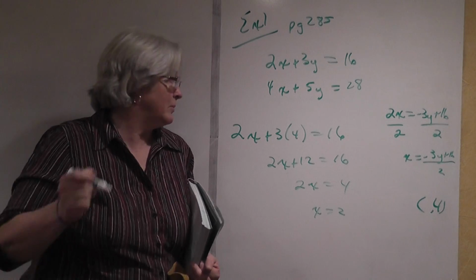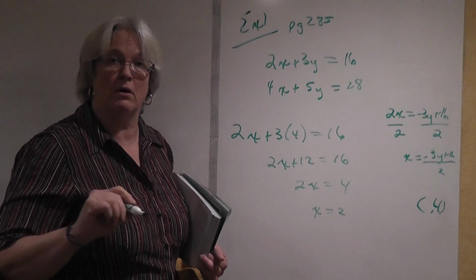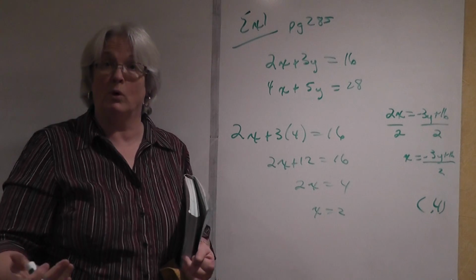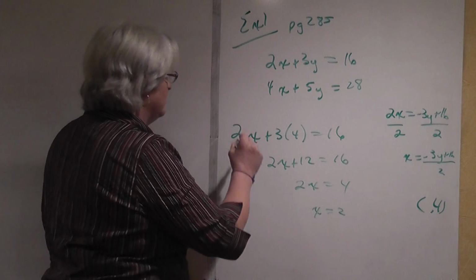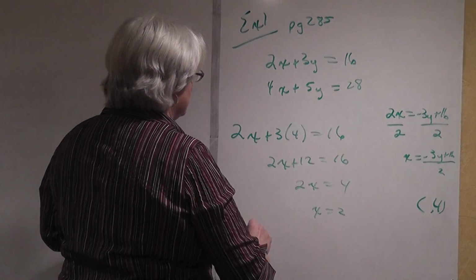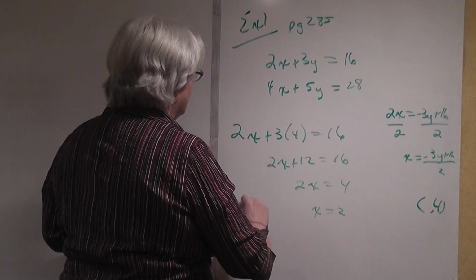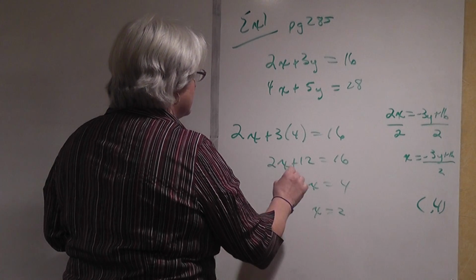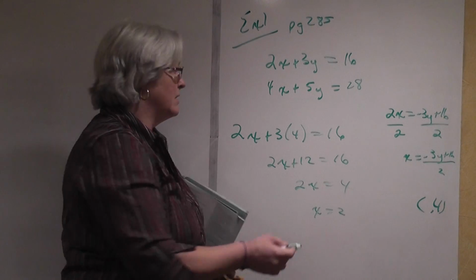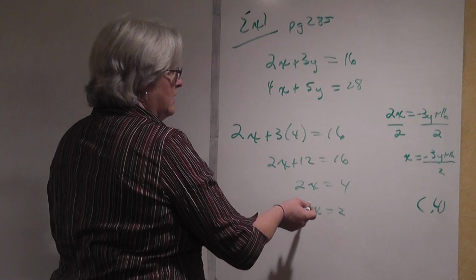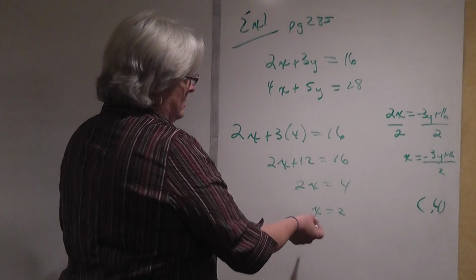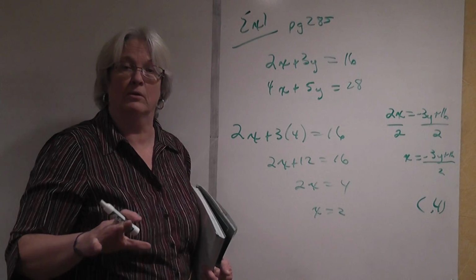I don't expect you to be able to write your things as rapidly as you can talk, but at this point in Algebra 1, you should be able to say, okay, 2x plus 3 times 4 is equal to 16. Okay, I'm going to have to multiply now. 2x plus 12 is 16. You should be thinking, oh, I just subtract 12 from 16. 2x is 4. I'm going to divide both sides by 2. I'm going to end up with x is equal to 2.